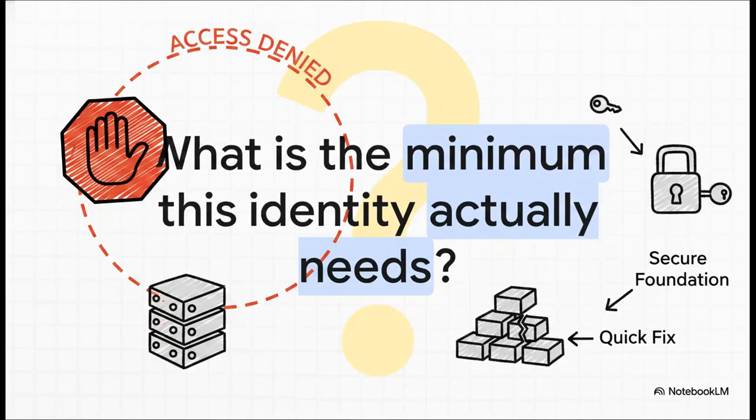So the next time you hit that access denied wall, just resist that urge to reach for the admin hammer to make the problem go away. Instead, just pause and ask the right question. What is the absolute minimum permission this thing actually needs to do its job? Answering that question every single time is how you build the right security instinct. It's the difference between a quick fix and a truly secure foundation.